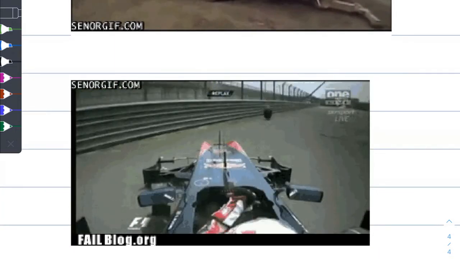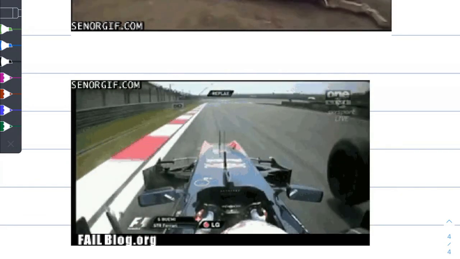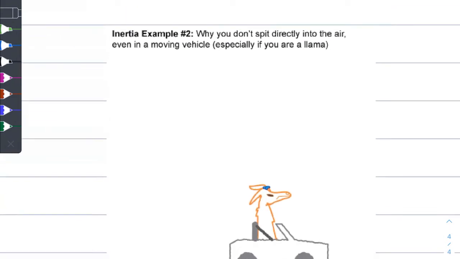And here, an object in motion will remain in motion. So those wheels keep on moving because they were in motion. So when they fall off the car, they go at the same speed that they were going when they were on the car until they hit an outside force, which in this case is the wall. So they don't just stop where they fell off. They keep moving because they were in motion.